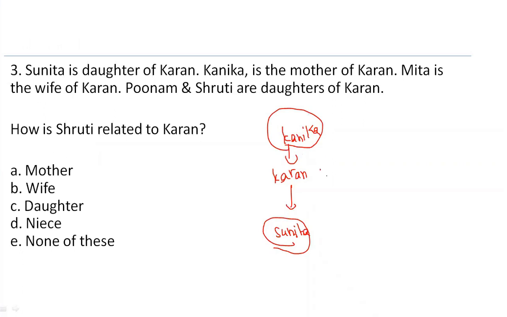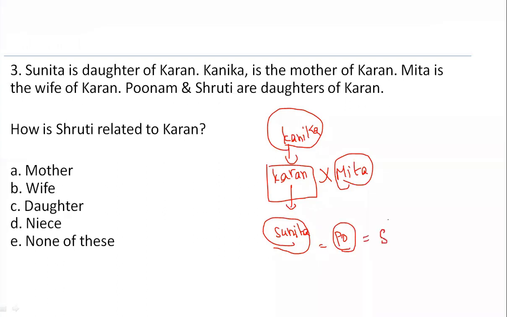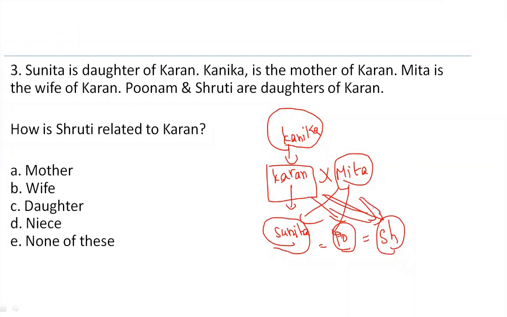Mita is the wife of Karan. So cross mark because they are maritally related. Mita is the wife of Karan means if Mita is the wife, Karan is a boy. Confirmed. Next. Poonam and Shruti are daughters of Karan means Poonam will be here and then Shruti will be here. Daughters of Karan means you can say that they are siblings of Sunita also because Karan and Mita are parents for Sunita also. So you can say that collectively Mita and Karan are parents for Sunita and Poonam and then Shruti.